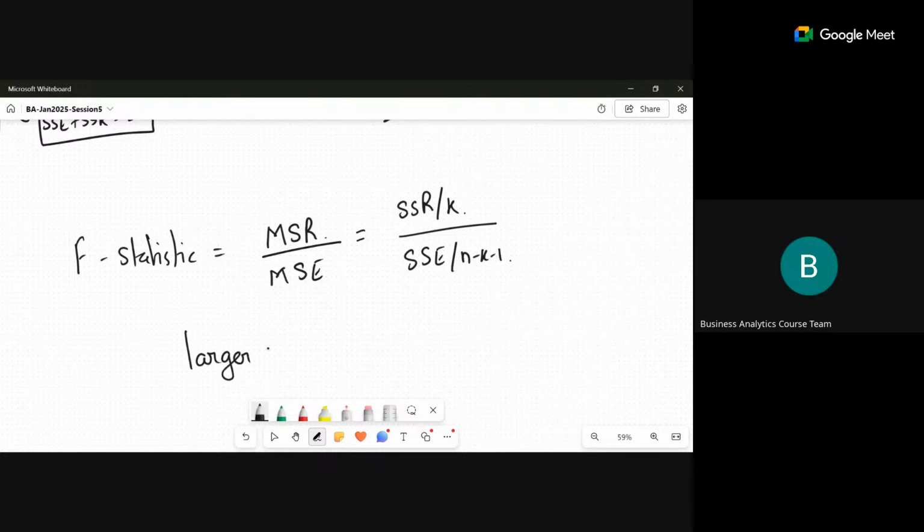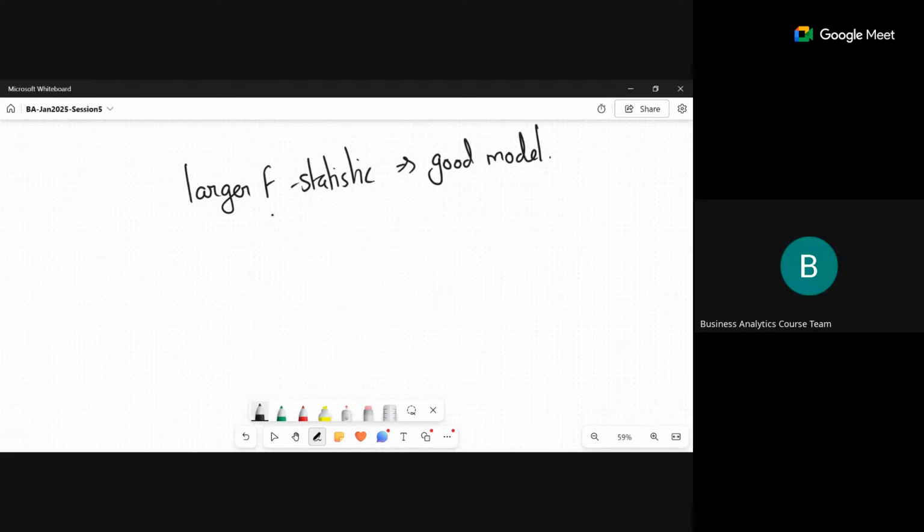Larger F statistic implies good model, right? How? Because this is a hypothesis test where you have an H naught and an HA. What is the hypothesis of an ANOVA? Null hypothesis of the ANOVA. I've given you this clue. Larger F statistic means good model, which means what? What is H naught?